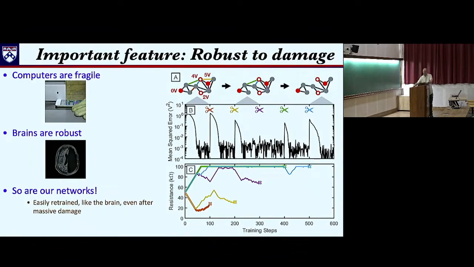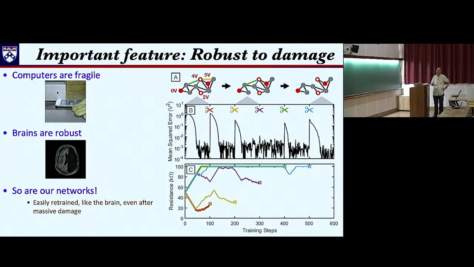See if I can figure out where to stand so I can see the screen. You snip an edge, you have to retrain, but you can retrain. Snip an edge, you got to retrain, but you can do it. Snip an edge, not nearly as much damage, you retrain. Snip an edge, oh look, no damage, and so on. So it's very robust to damage. You can degrade it, but it can still learn, it can still do its thing.